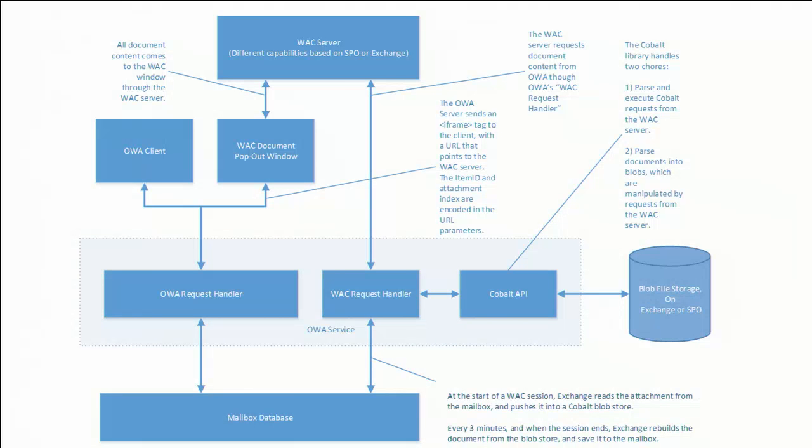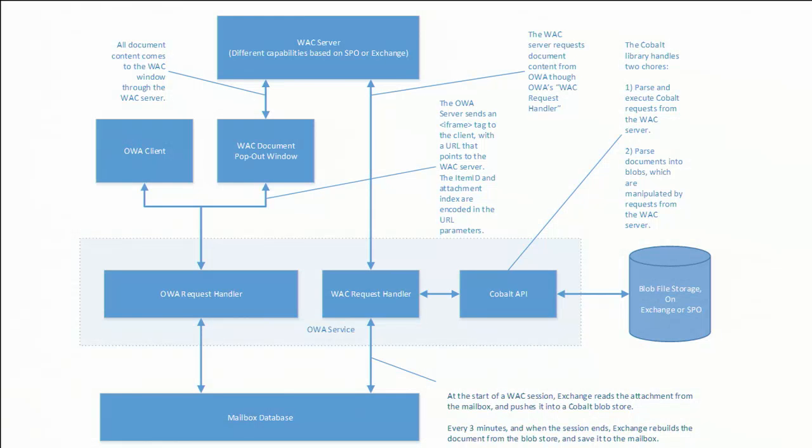Previously, Exchange did not implement that Cobalt API. Exchange implemented what was called the WAPI interface, which basically meant we can do a read-only within the WAC. The WAC is also an internal name we use for the Office Online apps. And so that happens today in 2013. You can read a doc in the WAC, but you can't edit it.